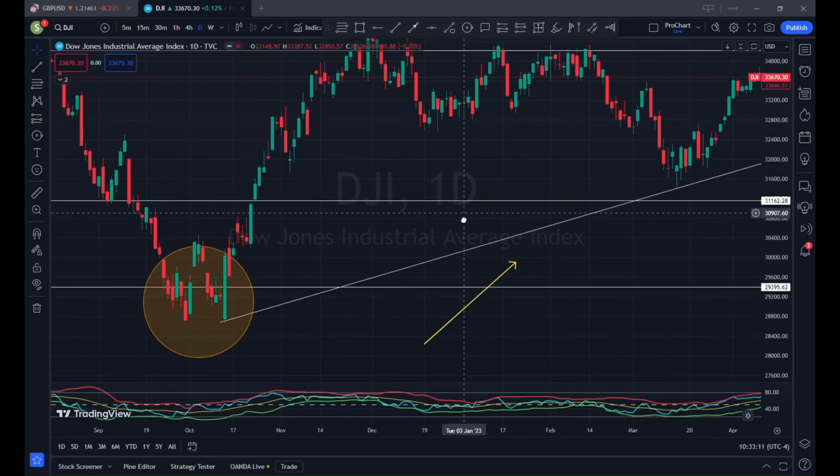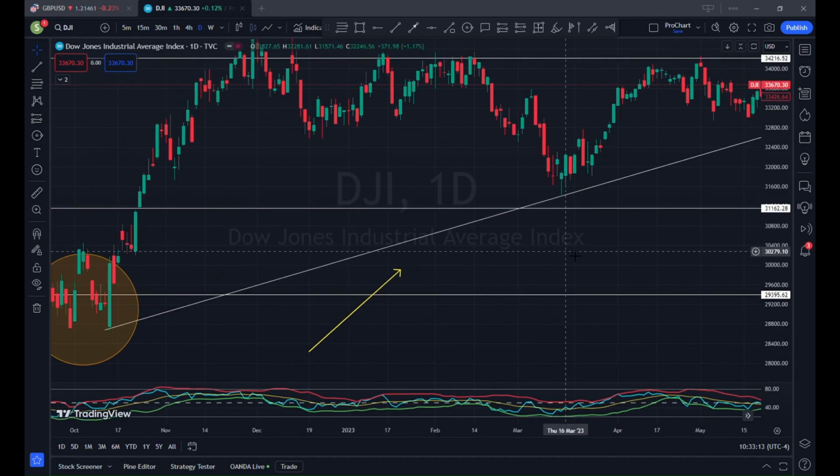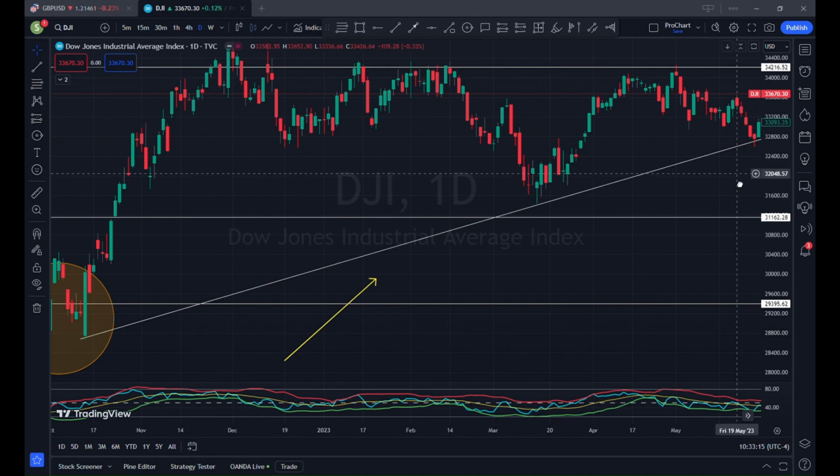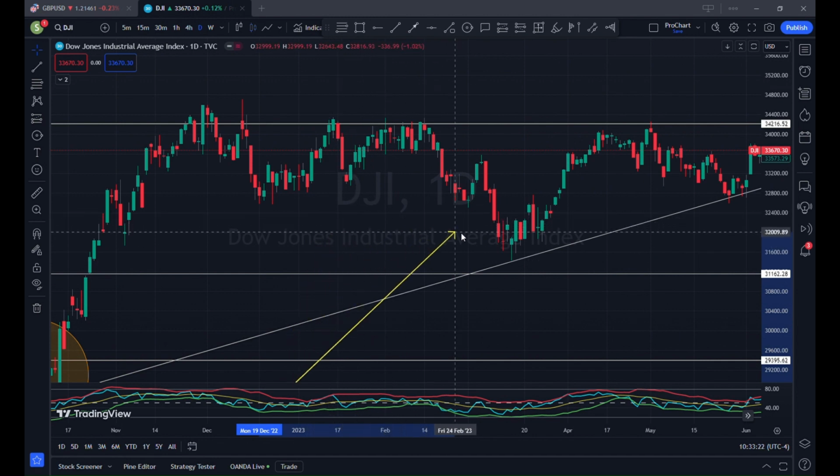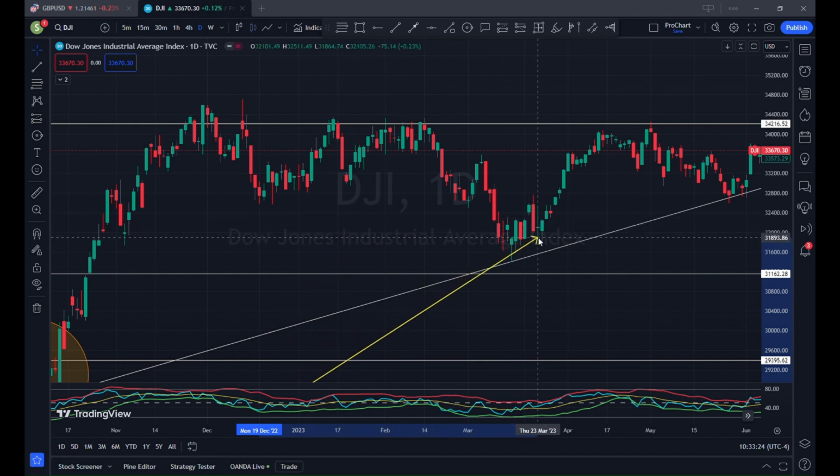As you come to the daily, you will notice that these patterns are a little bit easier to find. Here we go. And if you look, you essentially have almost the same thing here.